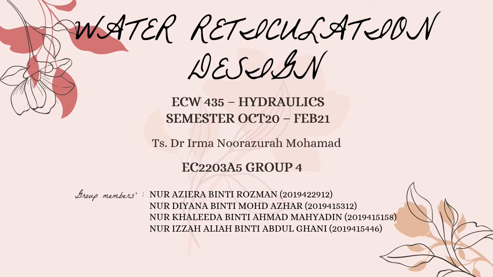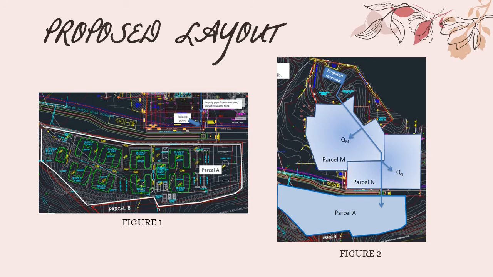In this video, me and my group members will present our water reticulation design project for the subject ECW435 Hydraulic. In this project, we are required to design a pipe network for 8 blocks of 5-story buildings, an admin building, and a cafeteria. Besides, we need to design a water reservoir that can cater the water demand for parcels M and N, also parcel A, which is shown in Figure 2.